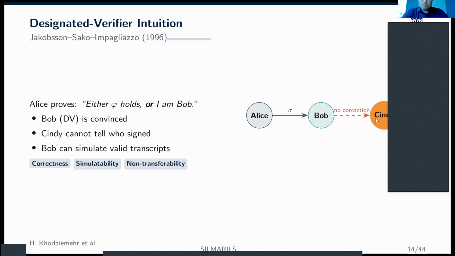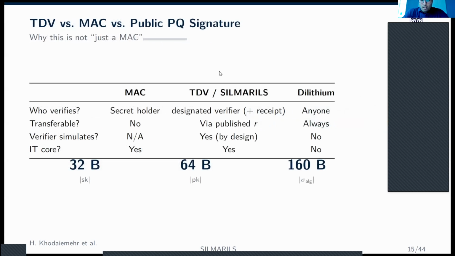So Cindy cannot understand which transcript is generated by Alice and which one is generated by Bob. At first look, it might seem like a weakness or bug in the design, but this is not the case, and we will realize it soon. So the natural question follows: is this just a MAC? The next question that we are usually asked about SILMARILS is whether the designated verifier is just a MAC. The answer to this question is no.